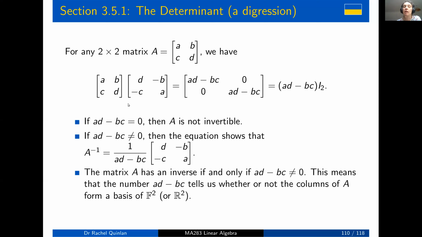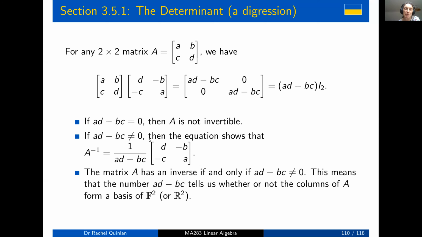That's equivalent to saying that the columns of A don't form a basis for R2, or F2 for whatever field we're working with. If the expression ad minus bc is not 0 in our field, though, then this equation can be rearranged by dividing through by that scalar ad minus bc, to say that the inverse of A is the matrix d, minus b, minus c, a, multiplied by 1 over ad minus bc. And we can check directly that, provided the denominator is not 0, A multiplied by this matrix in either of the two possible orders is equal to the 2 by 2 identity matrix.